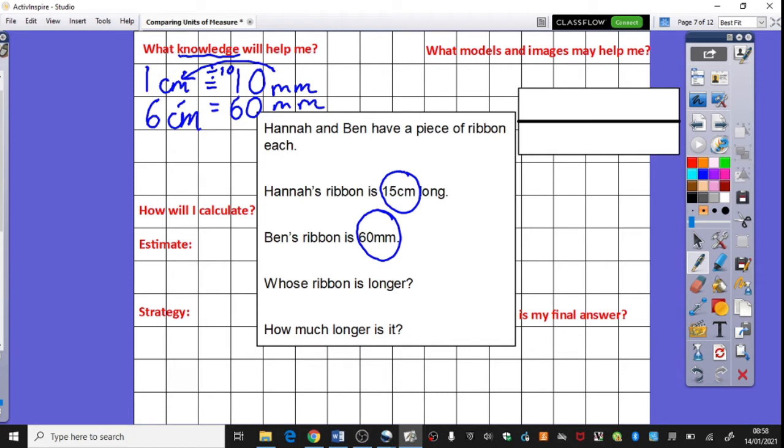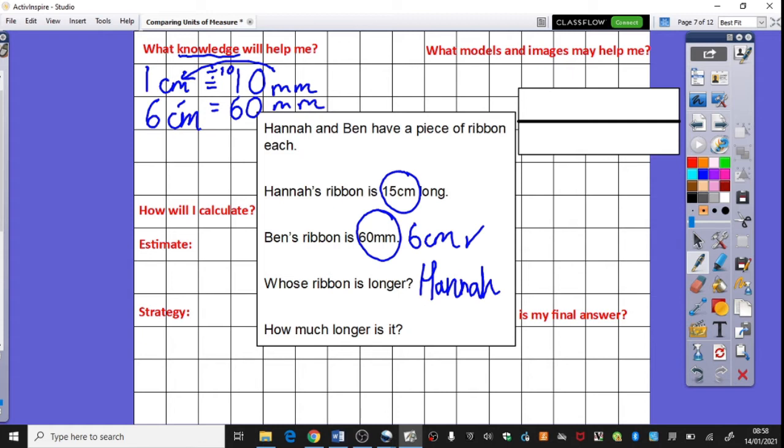So actually what I'm just going to record here is 6 centimetres, and I know that that's the same as 60 millimetres. And you want your units of measure before you look at comparing to be the same. So I'd say I've done that first step there. It says, whose ribbon is longer? Oh, well, I can answer that question. Hannah's is 15 centimetres, Ben's is 6 centimetres, so obviously Hannah's ribbon is longer.